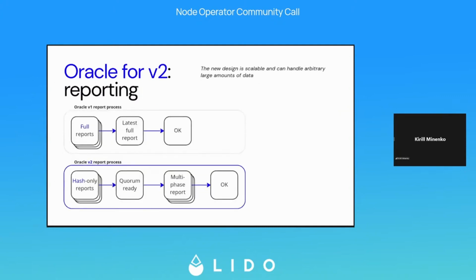The second technique is multi-phase reporting. The current Oracle just sends the full report in one transaction, and the last report costs even more, while the V2 Oracle will send multiple transactions, splitting the big last report into chunks. And of course, this multi-phase report will only be made after hash consensus to keep all the data on chain.